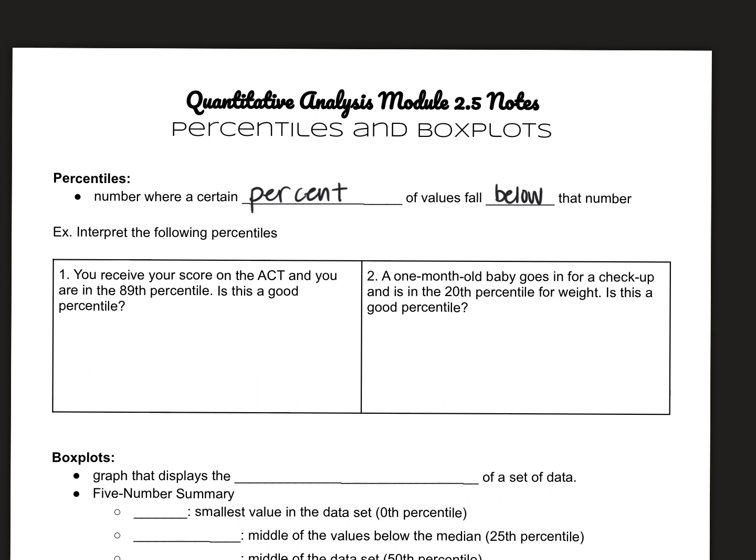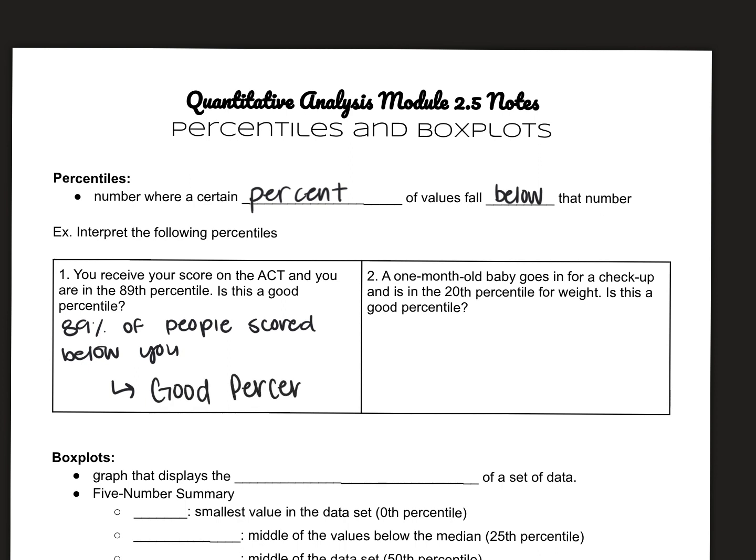Is this a good percentile? So the 89th percentile means 89% of people scored below you. So this would be a good percentile. So this is a case where being in a high percentile is a good thing.